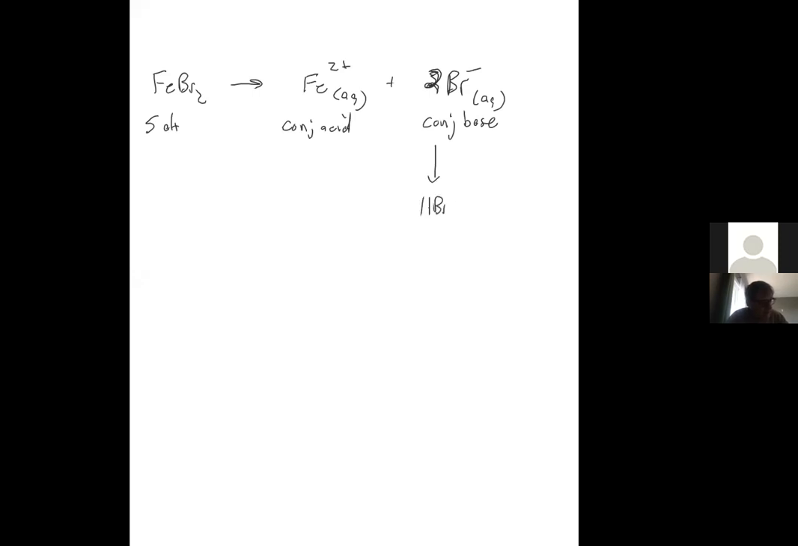Okay, remember, when you break this up, you're going to get iron ions and bromide ions dissolved in water. And the question is, what are they going to do in water? Well, again, this is a salt. This is the conjugate acid. This is the conjugate base. So what did the conjugate base come from? It came from HBr, which is a strong acid. And what we said was that if it comes from a strong acid, it has little effect on acidity. So it's a very weak base. Okay, if it comes from a strong acid, it's going to be a very weak base.